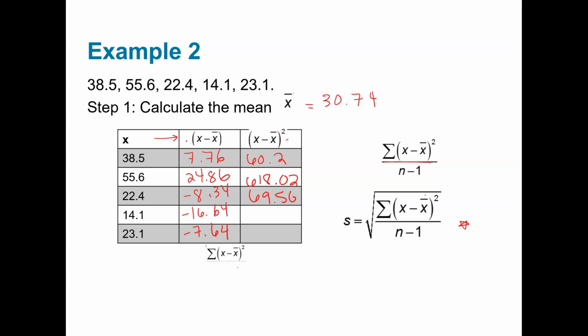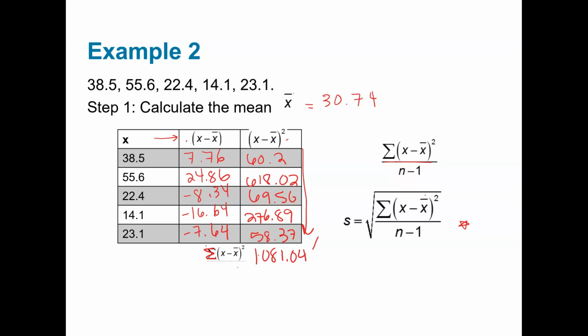So I'm squaring this previous column. Be careful with the negatives here. Then I'm going to add up. That's what the sum means. I'm going to add up this whole column here, and I get this number here.